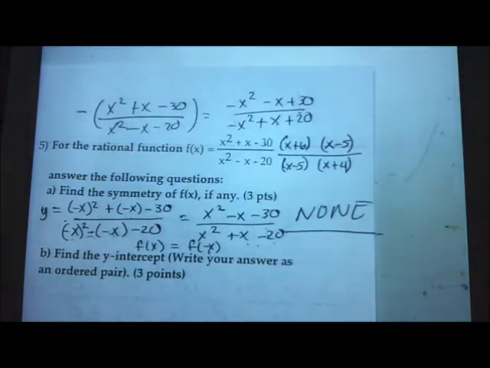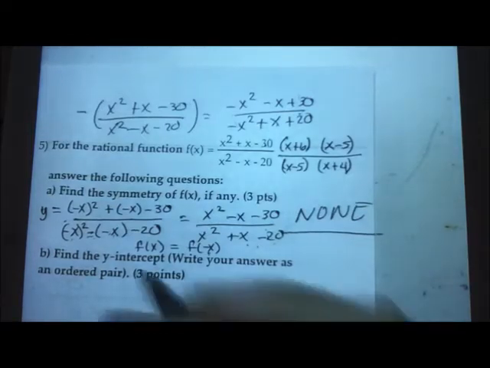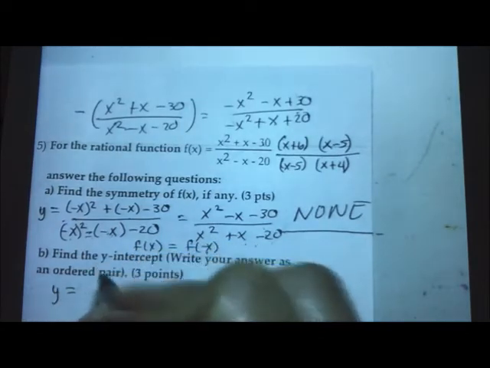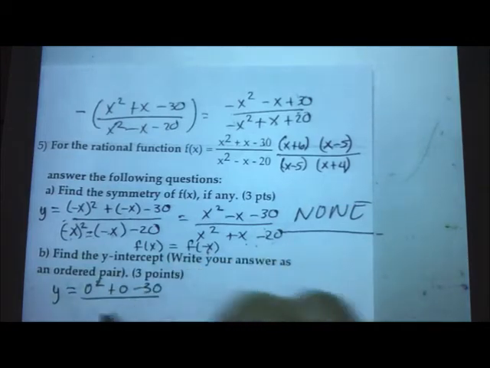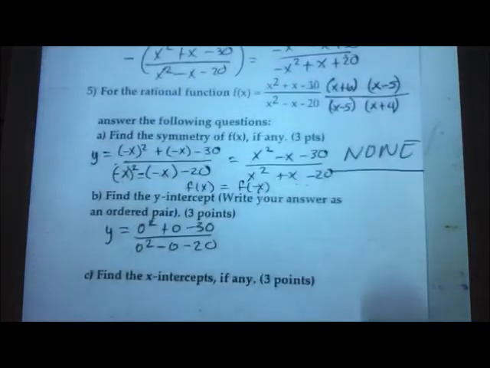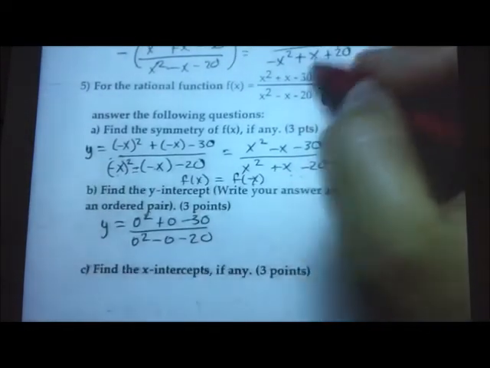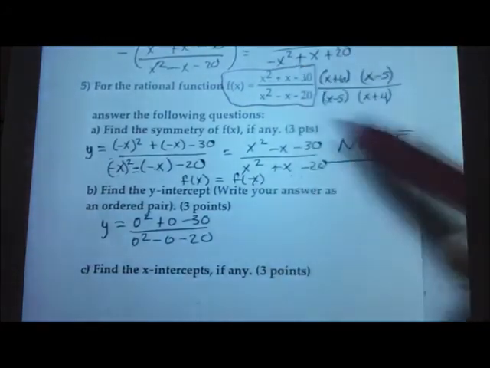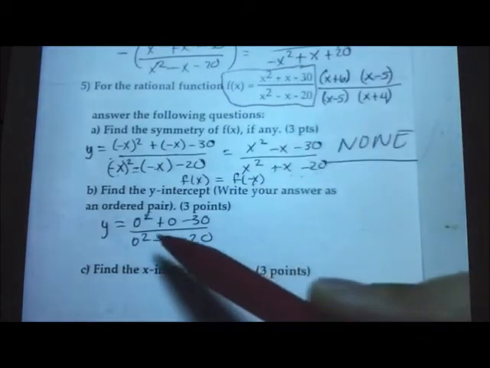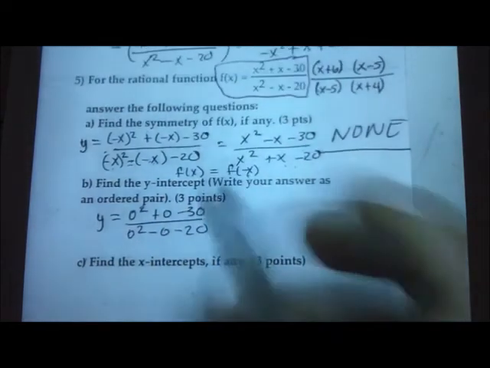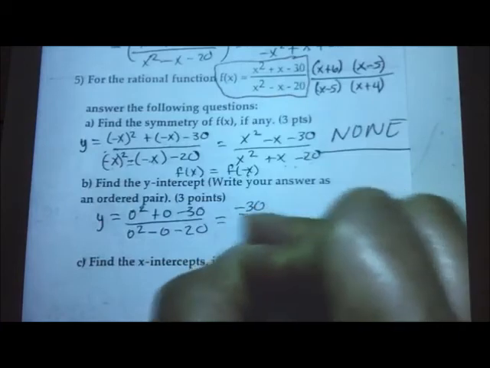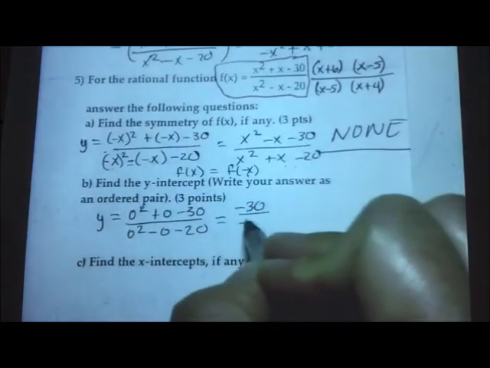How do you find a y-intercept again? Set your x equal to 0. So I'm coming over here. y equals 0 squared plus 0 minus 30 over 0 squared minus 0 minus 20. So I replace every x with 0, and it goes back to this equation. I know I have a lot of writing here, but I substituted every x with a 0. 0 squared is 0 plus 0 minus 30. The top is just what? Negative 30. And the bottom is 0, 0, and a minus 20.